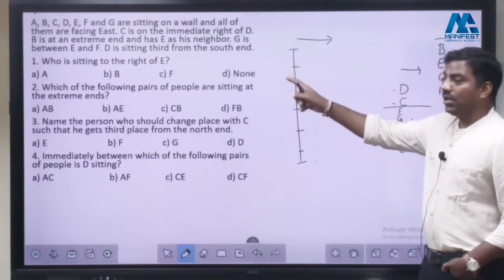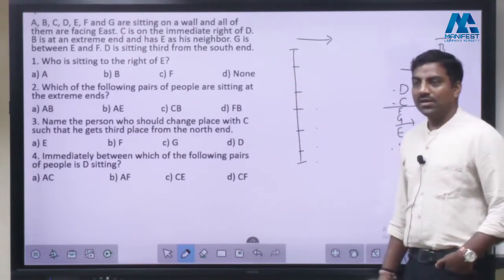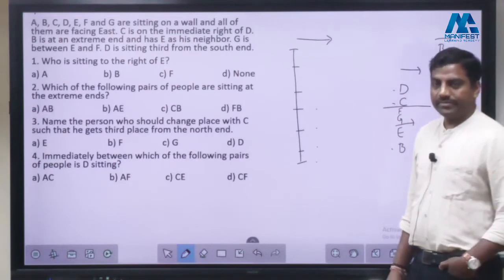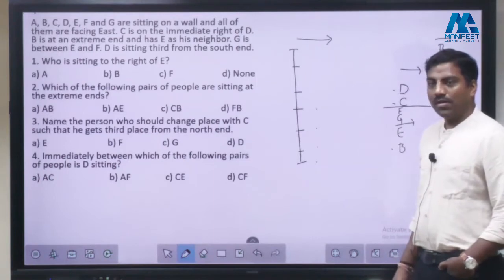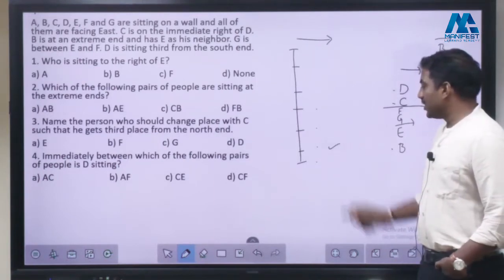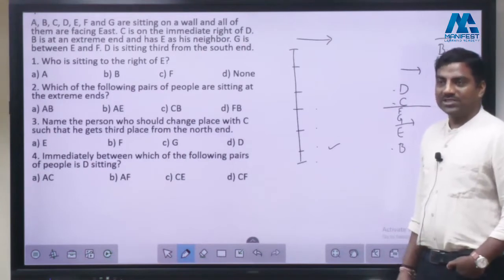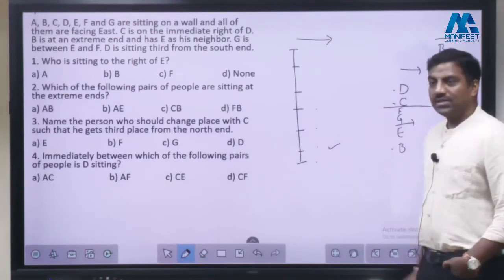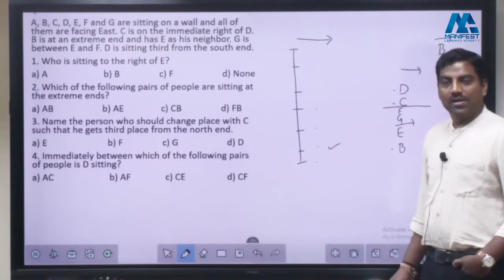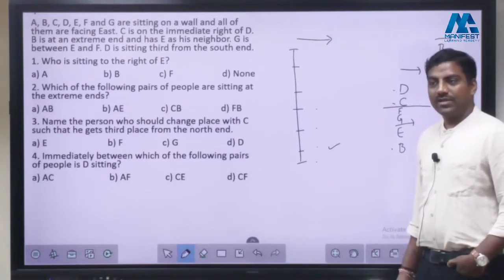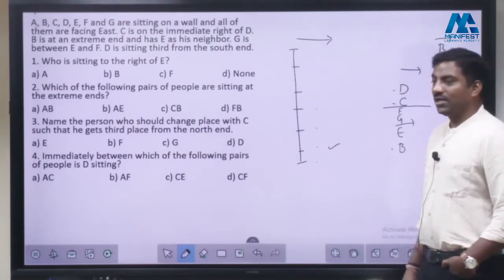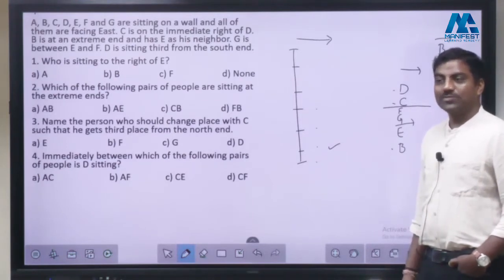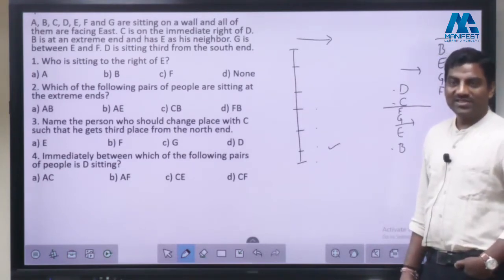D is sitting third from the south end. Who is first from the south end? You are telling this person is first from the south end. What about this? Zeroth from the south end. They are not giving that. D is sitting third from the person sitting last, or the person sitting in the southmost position. They are telling that.